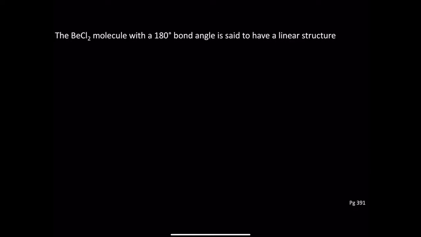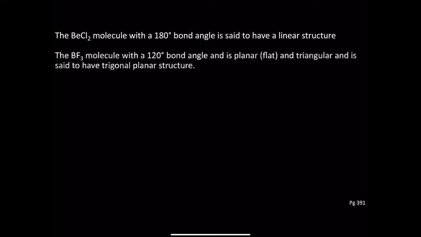Now the beryllium chloride molecule with a 180-degree bond angle is said to have a linear structure. That's what we actually classify it as. It is a linear molecule. The boron trifluoride molecule has a 120-degree bond angle, and it's called planar. Even though it's 120 degrees between each bond, it's still in a plane, okay? It doesn't go into really 3 dimensions. So it's planar and triangular, and is said to have a trigonal planar structure. So we call that trigonal planar.